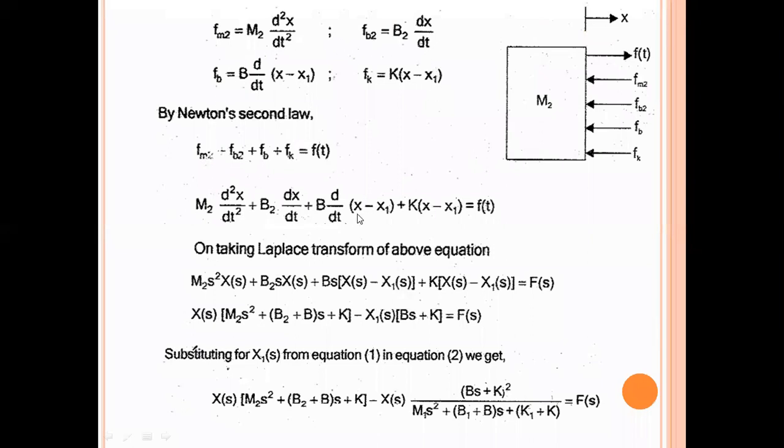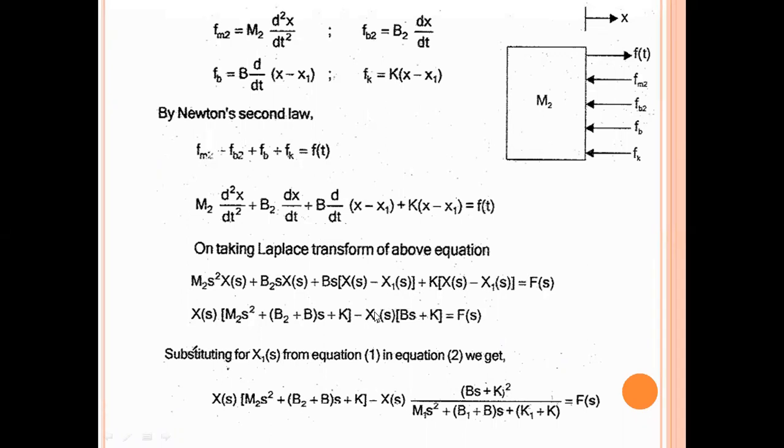Now substitute all these equations here and apply the Laplace transform to the above equation, which is equation number 3, and simplify it like this. You can see x of s term will be there, x1 of s term will be there, and f of s term will be there. But to achieve the transfer function, we need output by input. Input is f of s, output is x of s. Then what about this x1 of s? We need to eliminate this x1 of s.